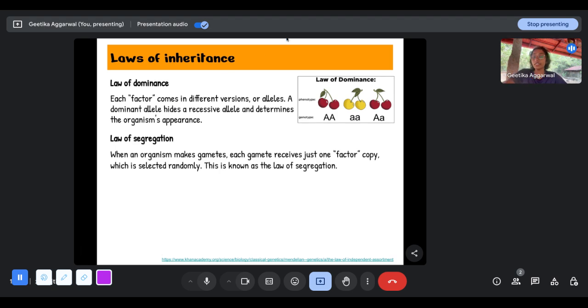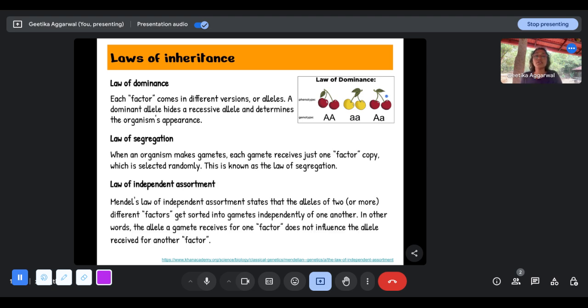The next law is the law of segregation. In this law, Mendel said that when an organism makes gametes, each gamete receives just one factor copy from that organism. That is how the Punnett square comes into being. If you are coming from a hybrid parent, you'll either get capital T or small t. Each gamete gets one factor copy, which is selected randomly. Whether you get a capital T or a small t is entirely random. This is called the law of segregation. There is no way in which it's being selected. It's a random process, is what Mendel said.